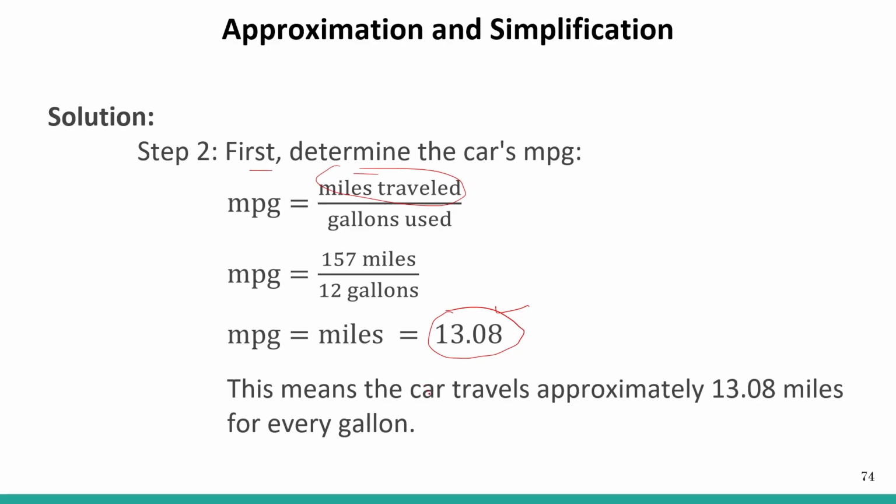So the mileage of the car is approximately 13.08 miles. How do we round it to the nearest integer value? We have 13.08, and in the first decimal place we have 0, which is less than 5. So we keep 13.00, that is 13. So approximately it goes 13 miles.